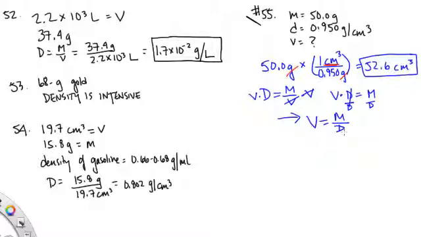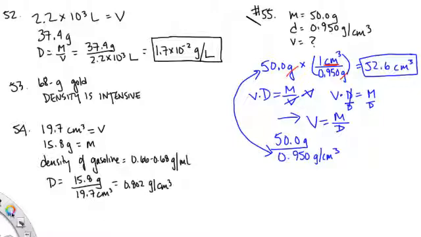I could have taken 50 grams divided by 0.950 grams per centimeter cubed. But guess what? 50 grams divided by 0.950 grams per centimeter cubed is the same thing as 50 grams times 1 over 0.950 grams. It's the same thing operationally, so we've done the same thing. So using the density as a conversion factor will give us the same result as solving for volume in the density equation.